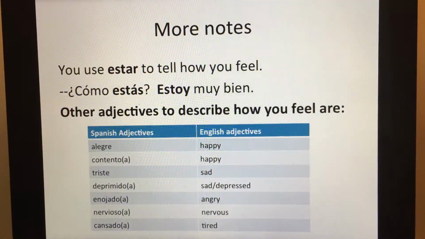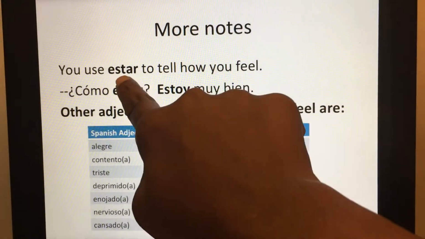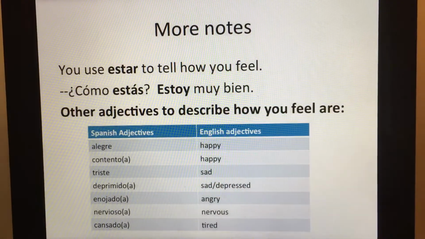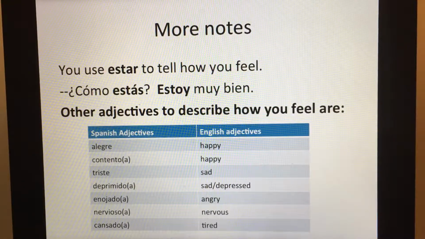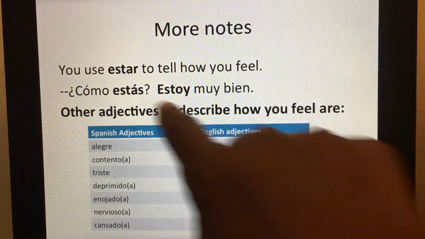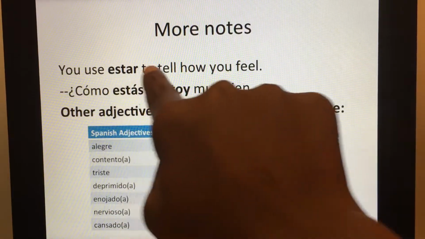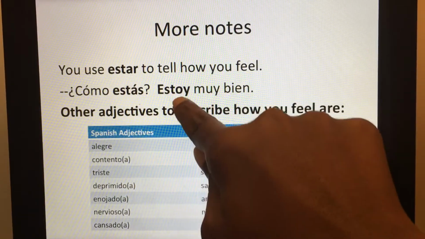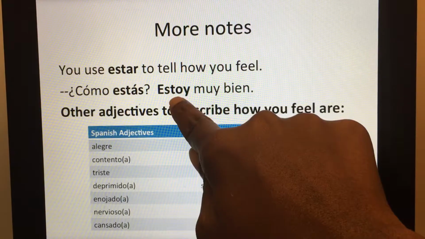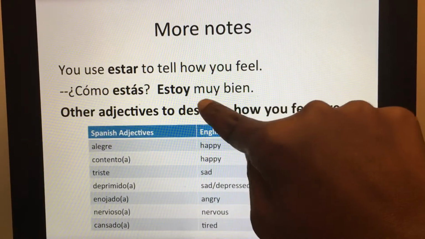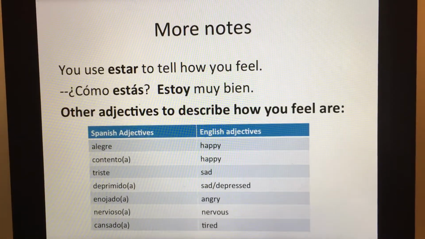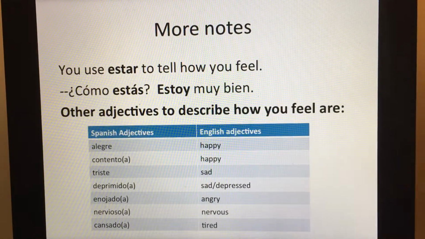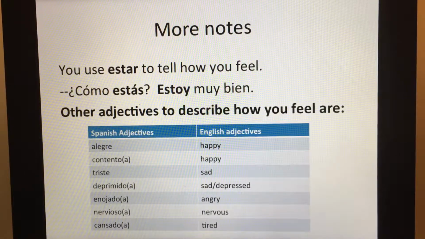Now, when do you use the verb estar? You use estar to tell how you feel. ¿Cómo estás? Estoy muy bien. I'm asking you. You respond back with the yo form. How are you? ¿Cómo estás? Estoy bien. Estoy means I am. Muy bien, very well. Now, you're not always feeling very well. So if you look at the chart, I have included some other Spanish adjectives and their English translation.